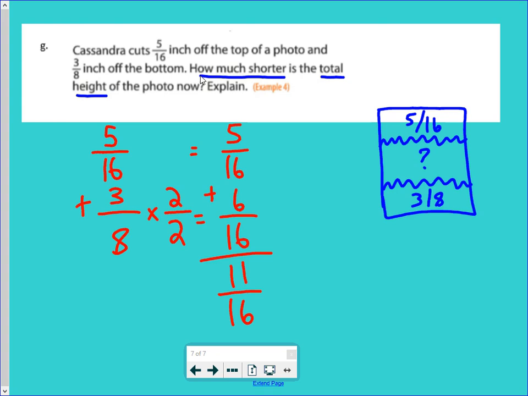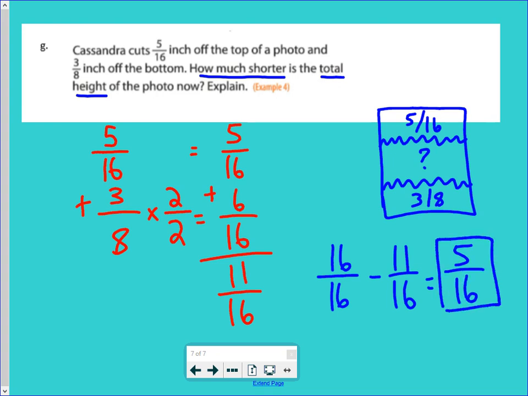Remember, the total photo is 16 over 16, 1 whole. 1 whole, 16 over 16, 1 over 1, which is 16 over 16. So we're subtracting 11/16. So my final answer is 5/16.